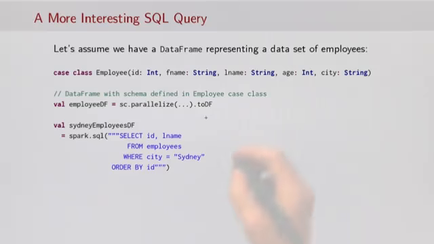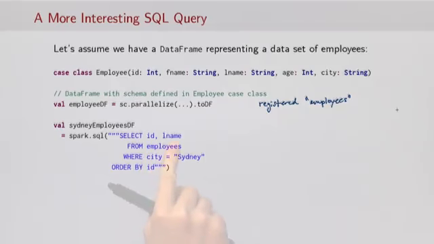Well, it's not too difficult. Let's assume that we have a table registered with the name employees. I left that out on the last slide, but assuming we have this table registered, all we have to do is say select id and last name. So we select these two columns from this employees table, and we filter out everybody who lives in Sydney. And then we just order by the id.